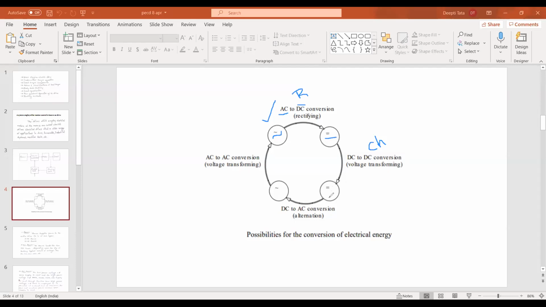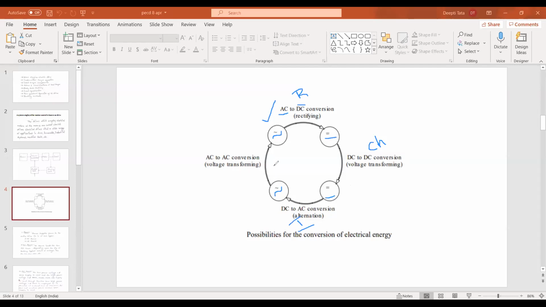So again, it is DC. Sorry, okay, right. DC to AC conversion. That means available DC is going to be converted into AC. So what is this? Inverter. Exactly right. And actually available AC, but you have to regulate or change that value.